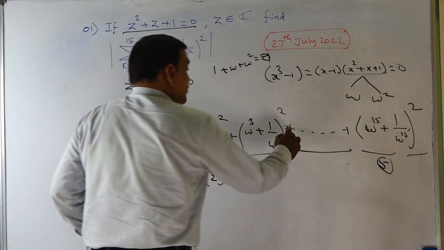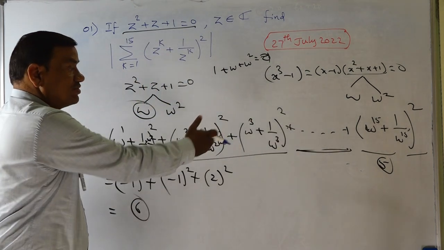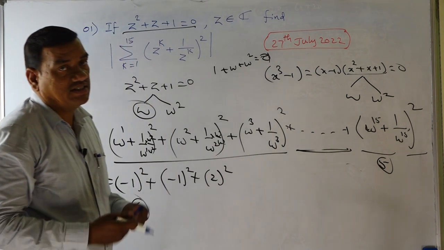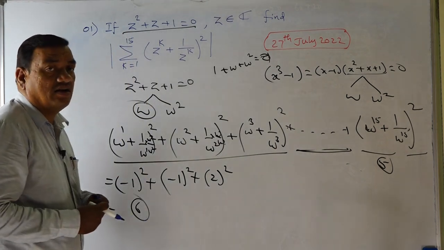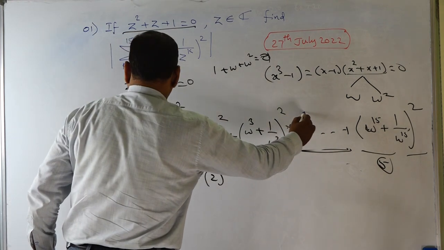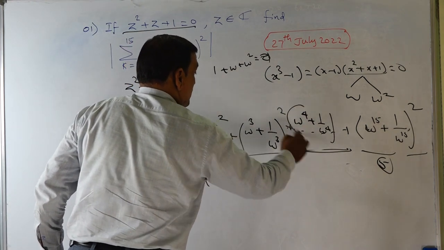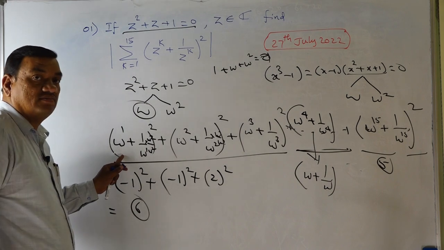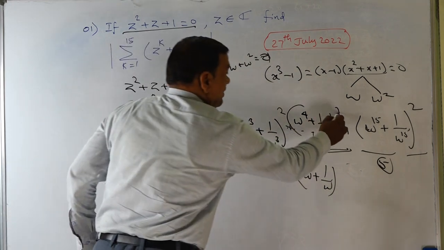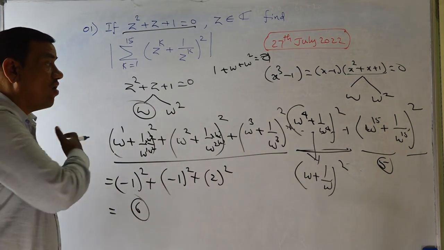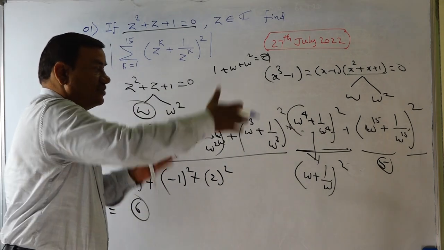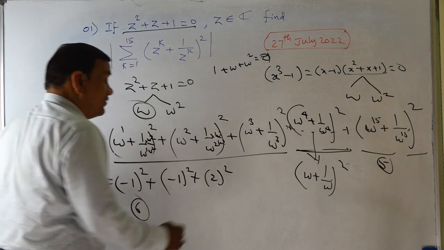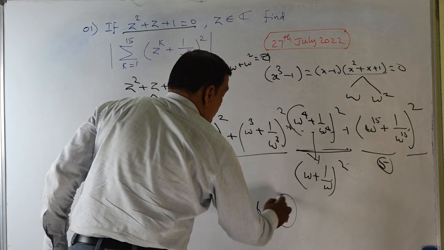Now if you calculate the next three terms, you will also get the same 6. The next three terms also give the same 6 value. Why? Because it is a cyclic order. The next term is omega power 4 plus 1 by omega power 4; omega power 4 means omega, so again you will get minus 1 whole square. So there is no need of finding all the values. For the first set of three terms it is 6. How many such sets are there? 5. Therefore 5 into 6, so 30 is your final answer.